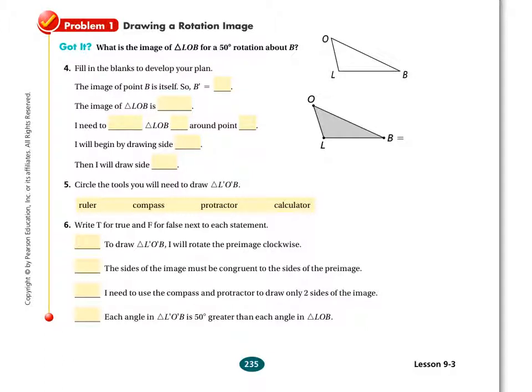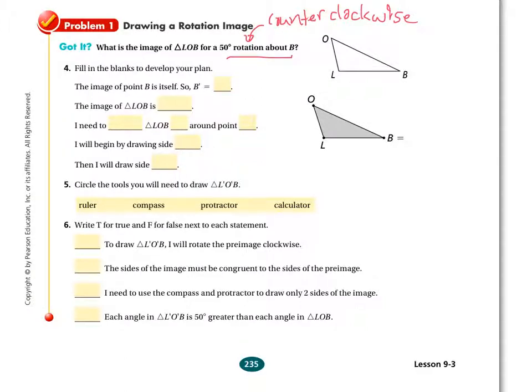So the question says, what is the image of triangle LOB for a 50-degree rotation about B? The rotation is assumed to be counterclockwise. That's a terrible counter. So the rotation is assumed to be counterclockwise, unless they say something different. And it's rotating about itself, point B. So that's an actual point on the figure itself.